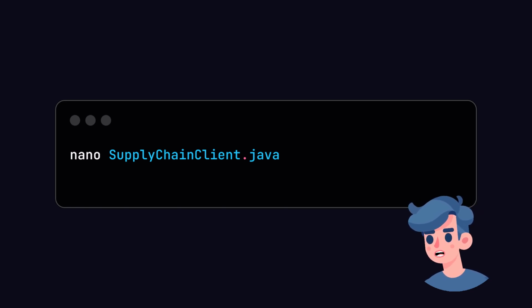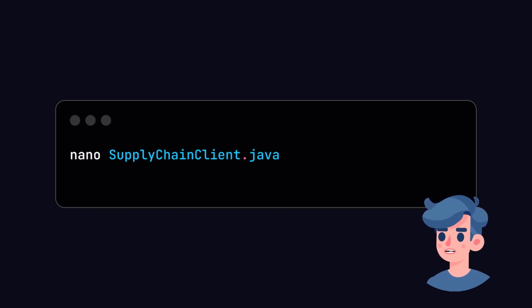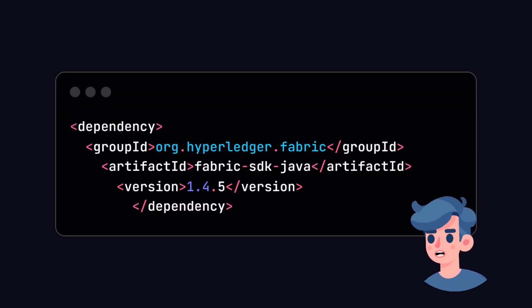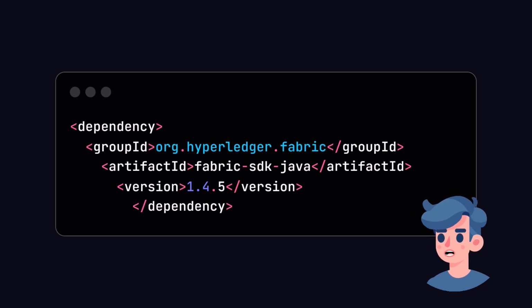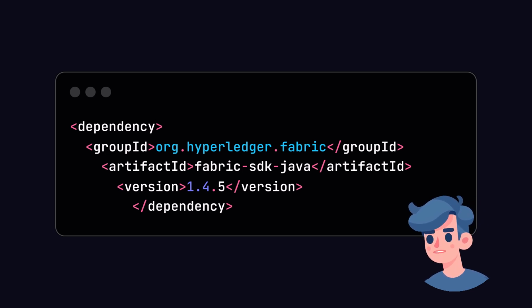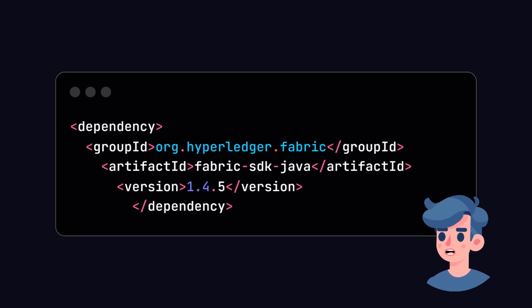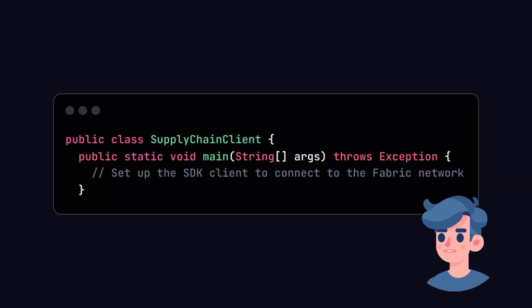Create a new file named supplychainclient.java in your project. In this client, we will set up a connection to the blockchain network. We will use the Fabric SDK for Java for this. Start by adding the necessary dependencies in your maven.pom.xml file, like so. Now, we can define the main class and set up the SDK client configuration.